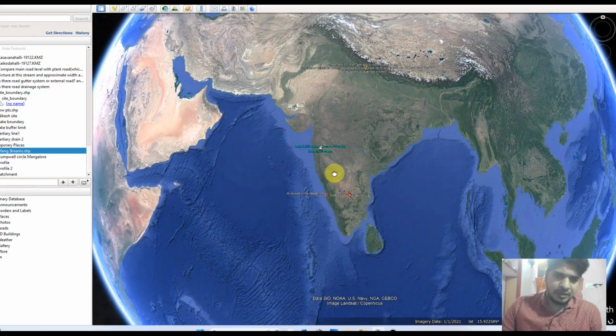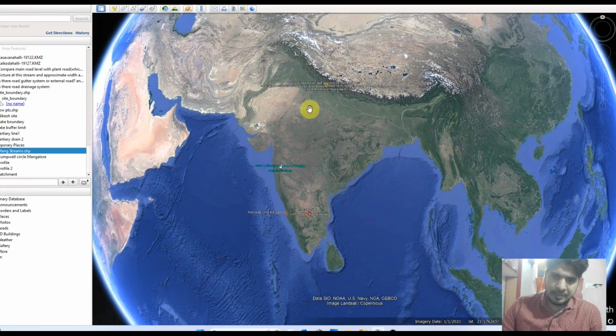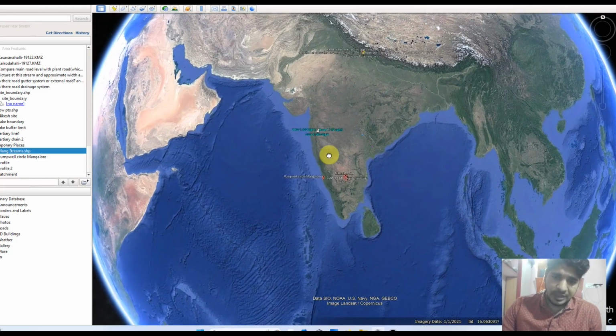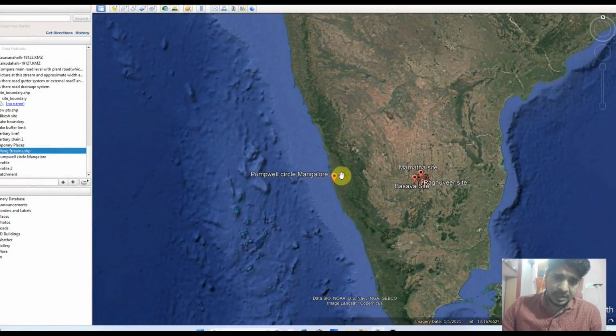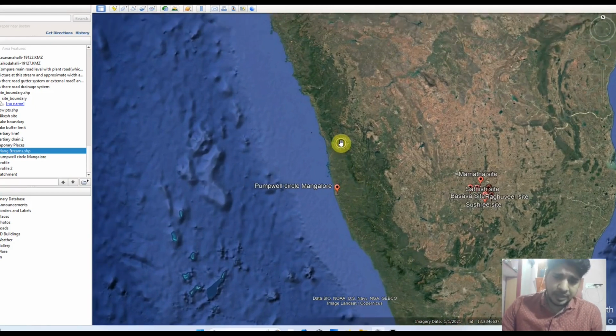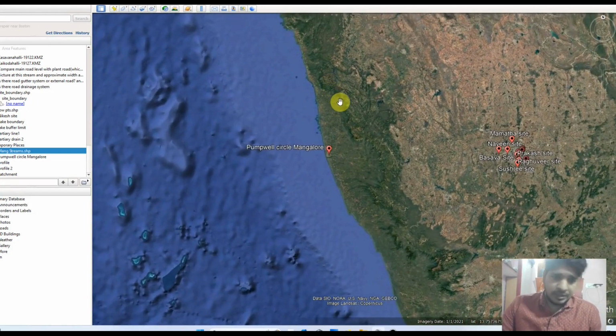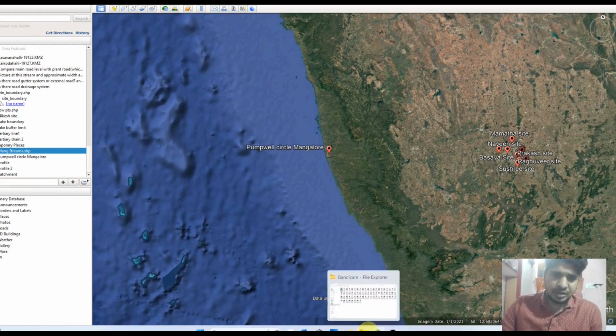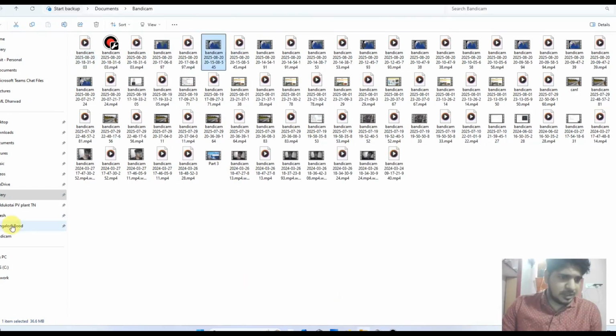Okay, so if I want to highlight the location, this is the map of India, and this part is the southern part of India, and this Pumpwell circle lies in the Mangalore city of Karnataka state. Okay, so initially I want to bring some pictures of rain events which happened in the past. I have brought you some videos of the past rainfall event which occurred there. Okay, so let me go into it.